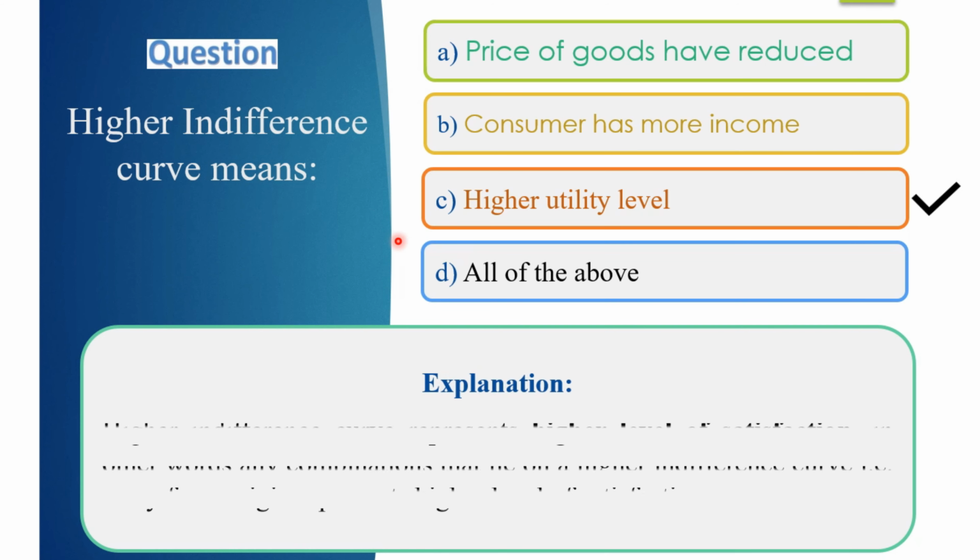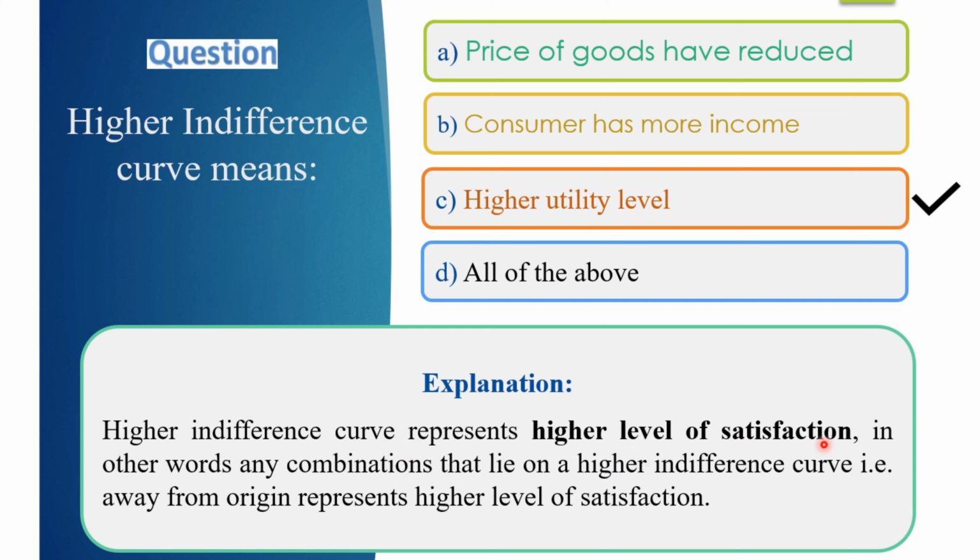Higher indifference curve represents a higher level of satisfaction. In other words, any combination that lies on a higher indifference curve, away from the origin, represents a higher level of satisfaction. Okay, so our next question is, MRS is given by which of the following options?